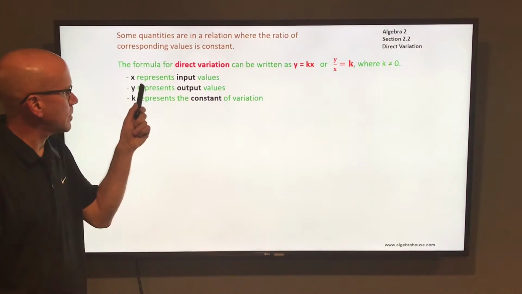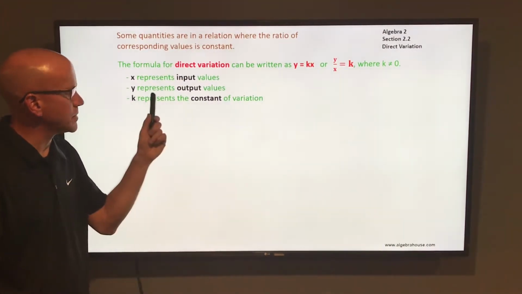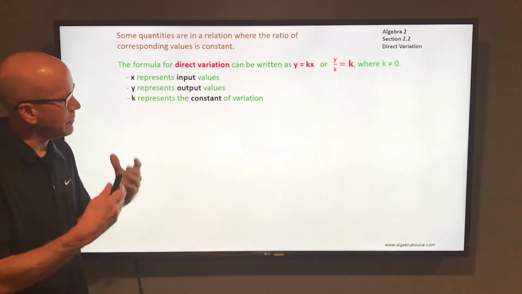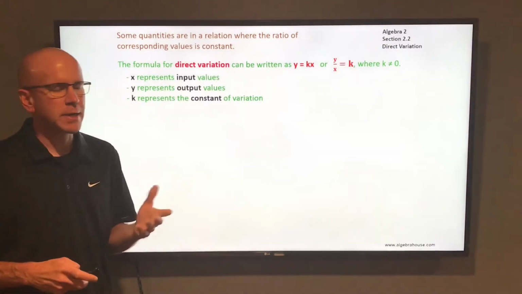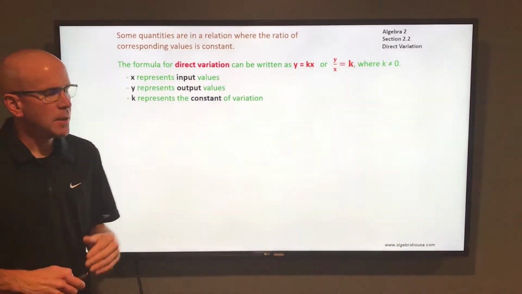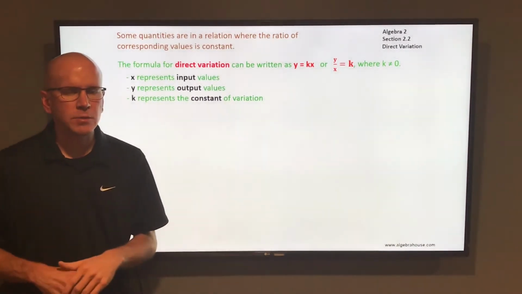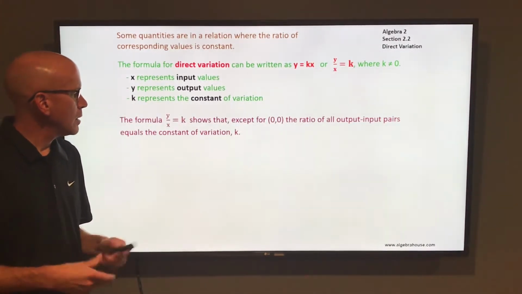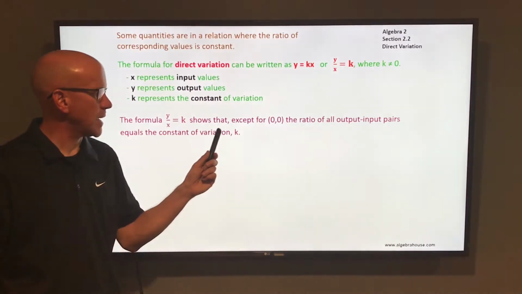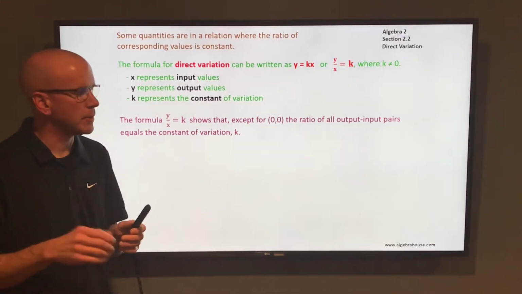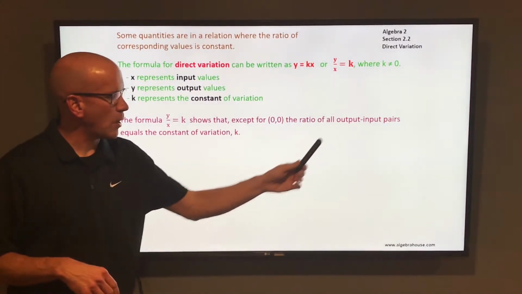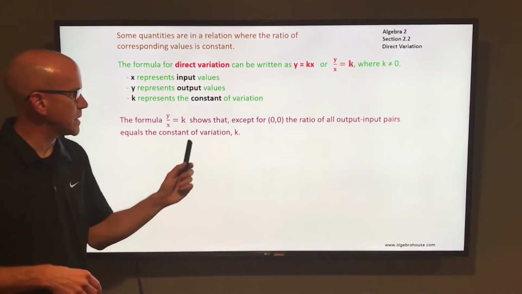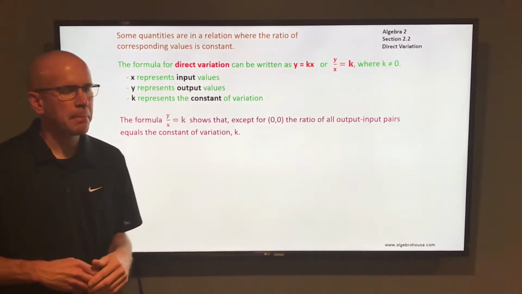As always, x represents the input values, y represents the output values, and this k is what's called the constant of variation. For each y divided by x, it's going to be the same. It's going to stay constant. The formula y over x is equal to k shows that except for the point 0, 0, the ratio of all output-input pairs equals the constant of variation, k.